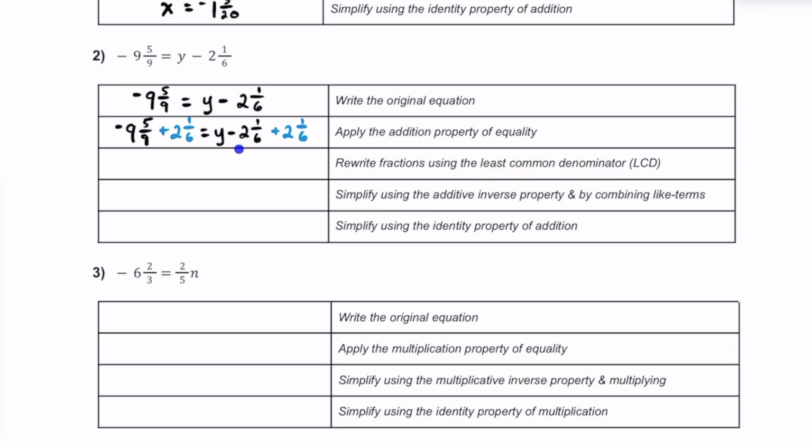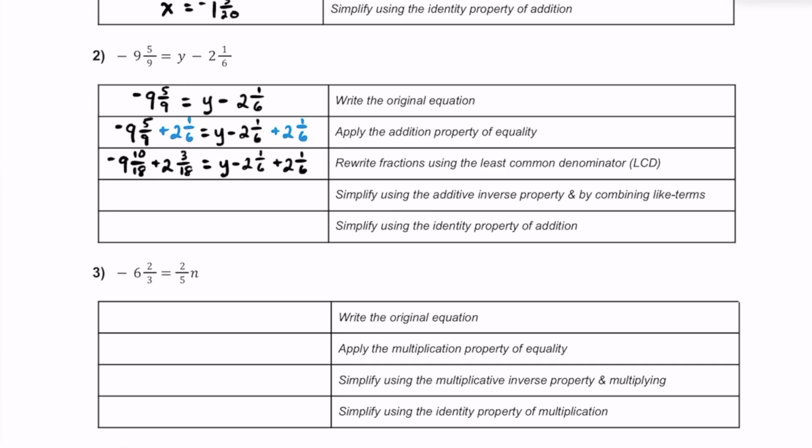So on the right side, we're just going to keep that the same, but on the left side, ask yourself, when do 9 and 6 meet for the first time? So I think the LCM of 9 and 6 is 18. So let's see, it's going to be negative 9 times 2 is 10 over 18 plus 2, and then times 3 is going to be 3 over 18. And then on the right side, we're just going to copy y minus 2 and 1/6 plus 2 and 1/6 for now.